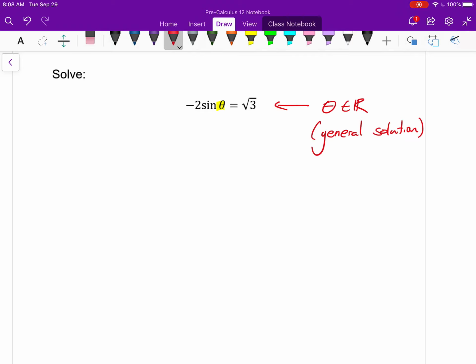Well, I've already done all the work for this, essentially. It's the exact same equation. So pretty quickly, I get to the sine of theta equals negative root 3 over 2.